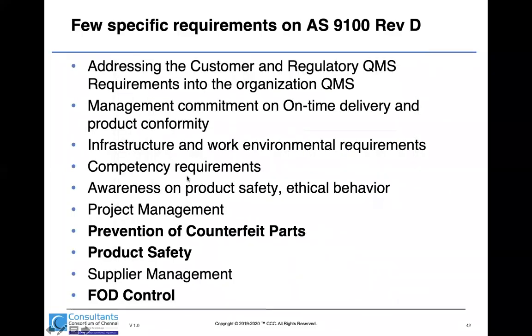Okay. The next is awareness on product safety and ethical behavior. This is a unique requirement in AS 9100. Product safety contribution. We have seen the definition of product safety, right? The entire supply chain is playing a vital role in product safety. So everyone in the organization must be aware of their contribution to achieve the product safety requirement.